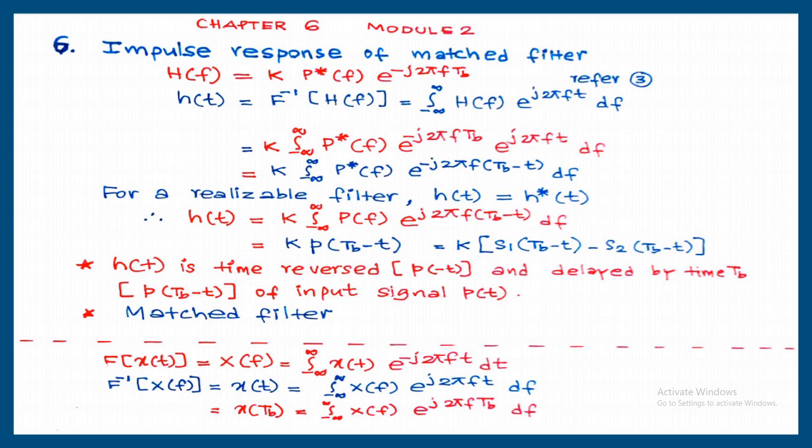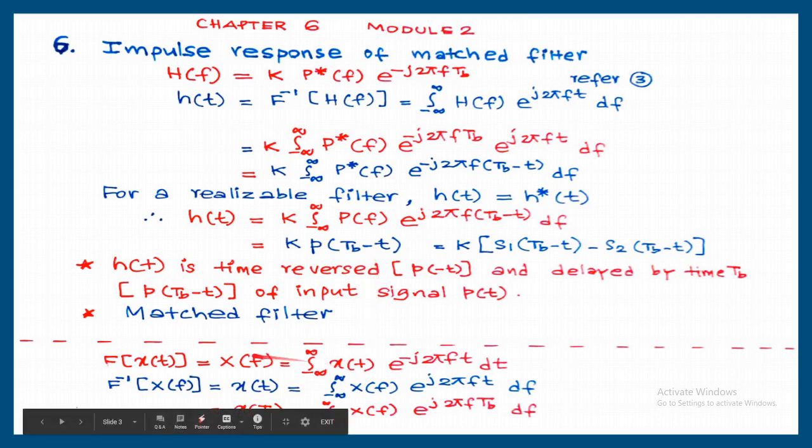So using that result here, h of t is equal to, I am writing the complex conjugate of the right hand side. The complex conjugate of the right hand side is k into integral from minus infinity to plus infinity, the complex conjugate of P star f is P of f, and the complex conjugate of e raised to minus is e raised to plus j 2 pi f of Tb minus t df, and that is the same as k into p of Tb minus t.